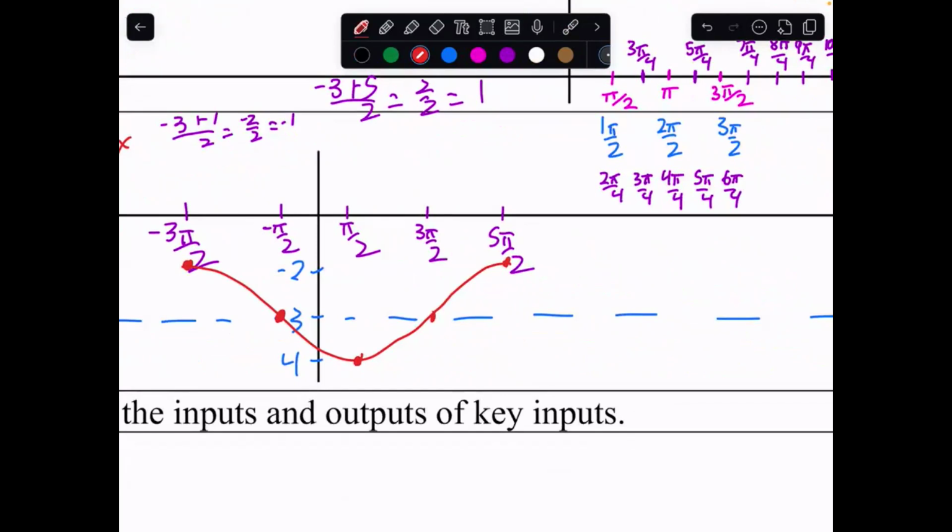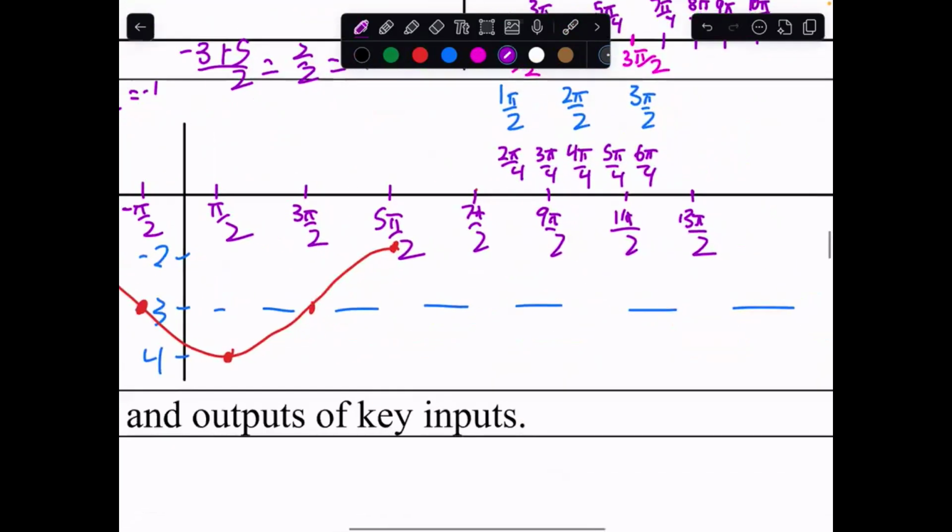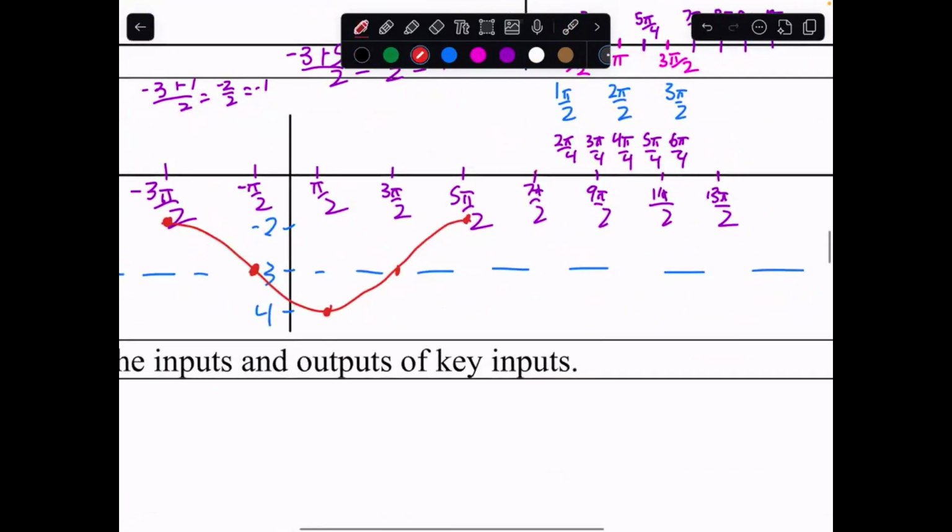Okay, and then for a second period, I just look at the pattern: -3 pi over 2, -1 pi over 2, 1 pi over 2, 3 pi over 2, 5 pi over 2. So this time the numerator is increasing by 2. Okay, so next up would be 7 pi over 2, 9 pi over 2, 11 pi over 2, 13 pi over 2. And again, the pattern, you don't even need to look at the circle anymore. Start at the top. Next point's on the midline, next point's at the minimum, back to the midline, back to the maximum.